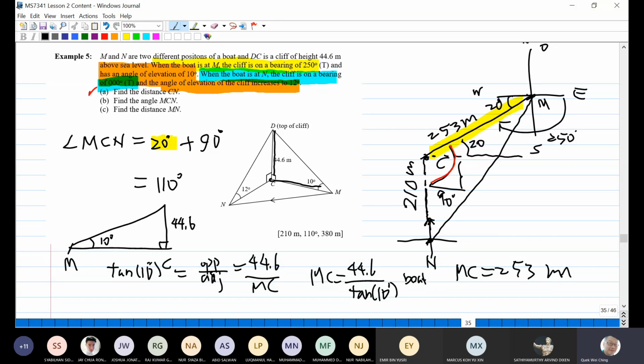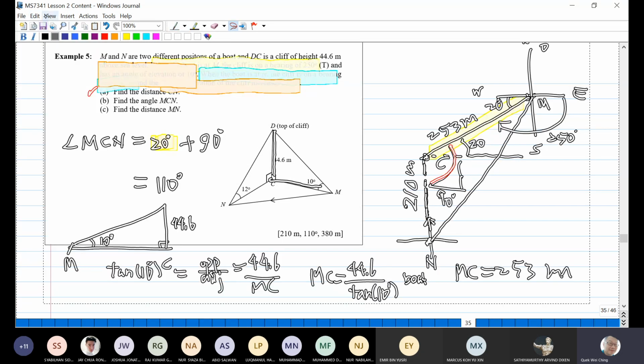They didn't ask you this part, they only ask for the angle MCN here, but you have to find out what MC is in this case. Once you have this, you are ready to find the distance between M and N, because now you have all the information and the angle. So I can continue. Okay, the last part.